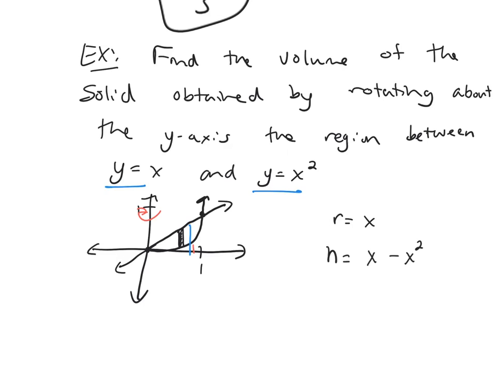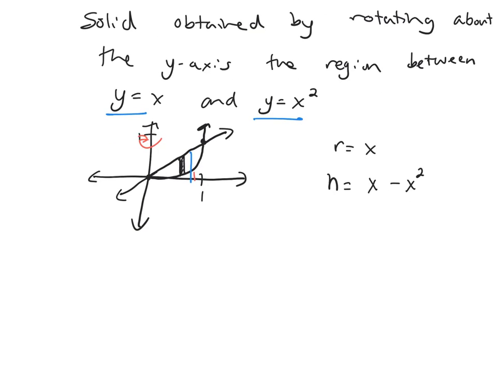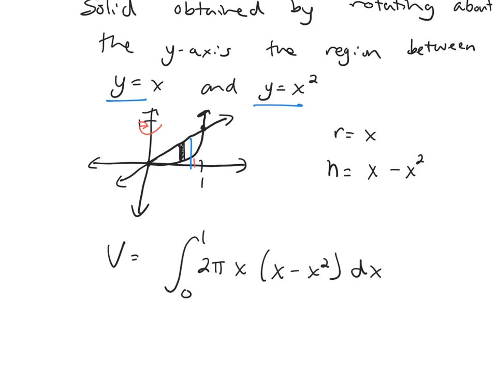Okay, once you have your radius and your height, you're ready to go with cylindrical shells. So my volume is the integral of 2 pi, r is x, my height is x minus x squared. And what are my bounds on my integral? 0 to 1, the range of my x values. It went from 0 to 1.